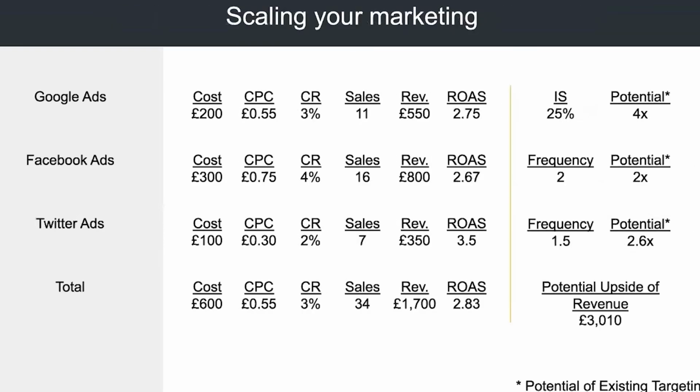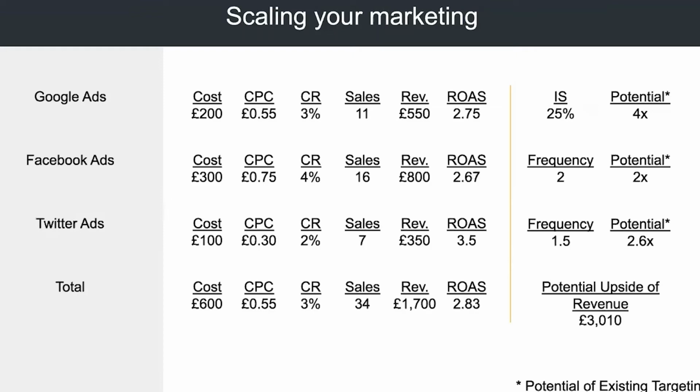So when we look at scaling your marketing, we look at platform-specific metrics to determine how much opportunity there is. Within Google Ads, we can see impression share. In this example, we're looking at an impression share of 25%, which means that with your budget, you are purchasing a quarter of the total available impressions that the keywords that you're bidding on allow. So with an impression share of 25%, there is a potential uplift of 4 times.